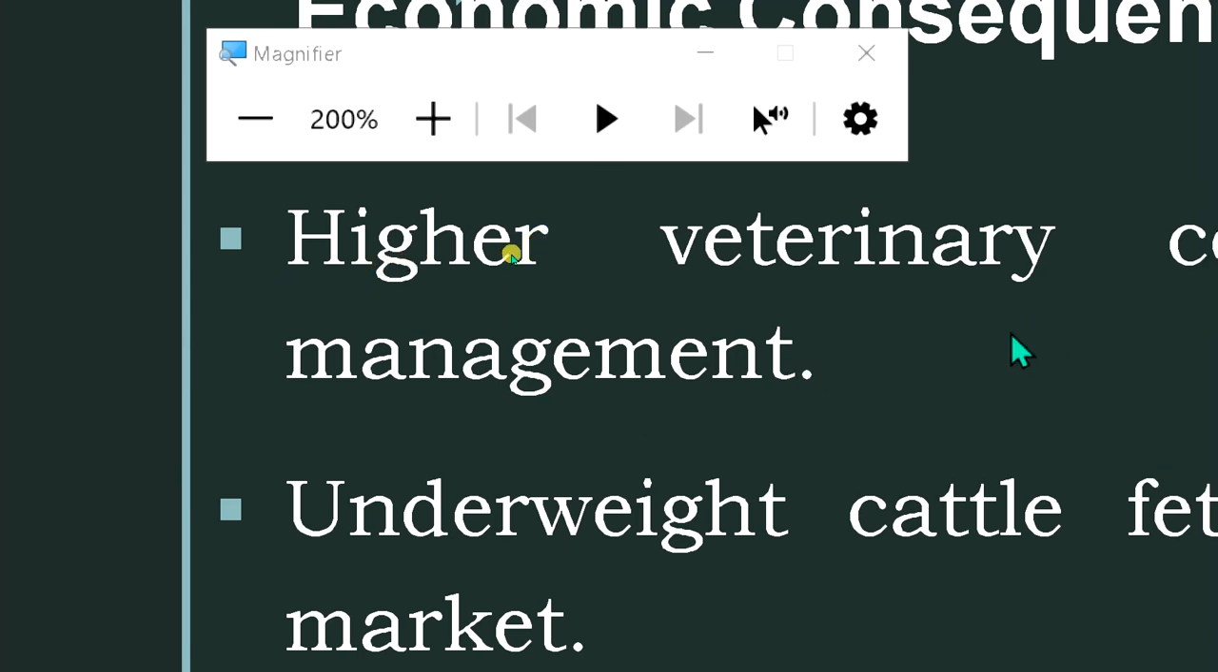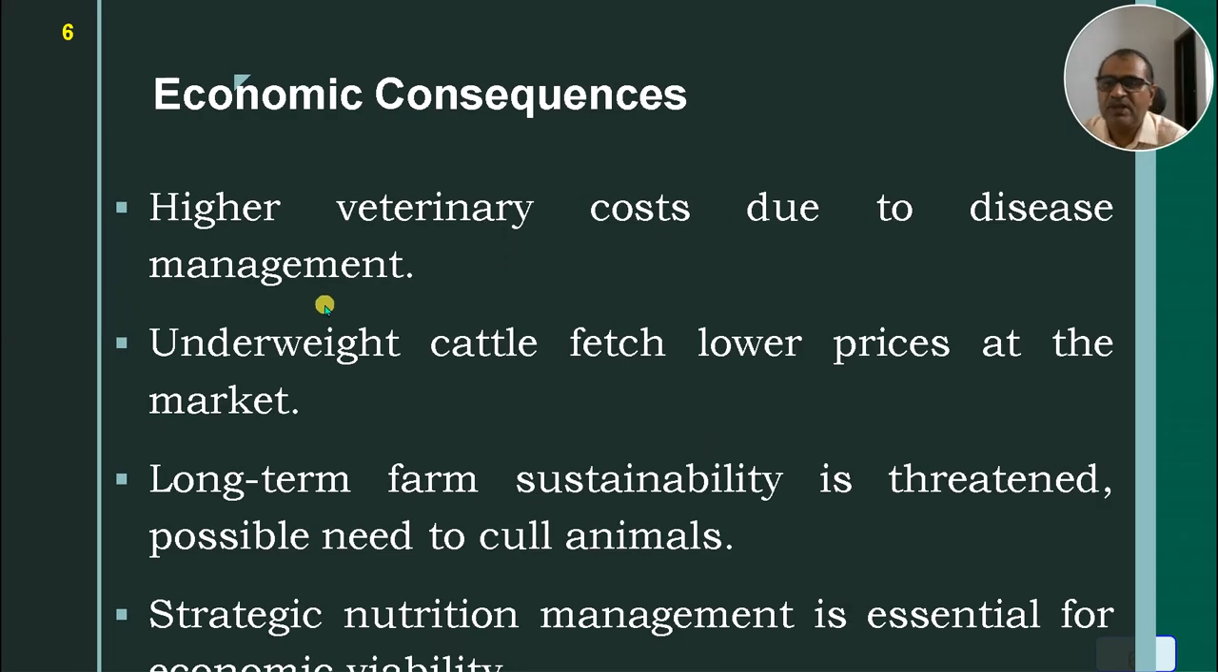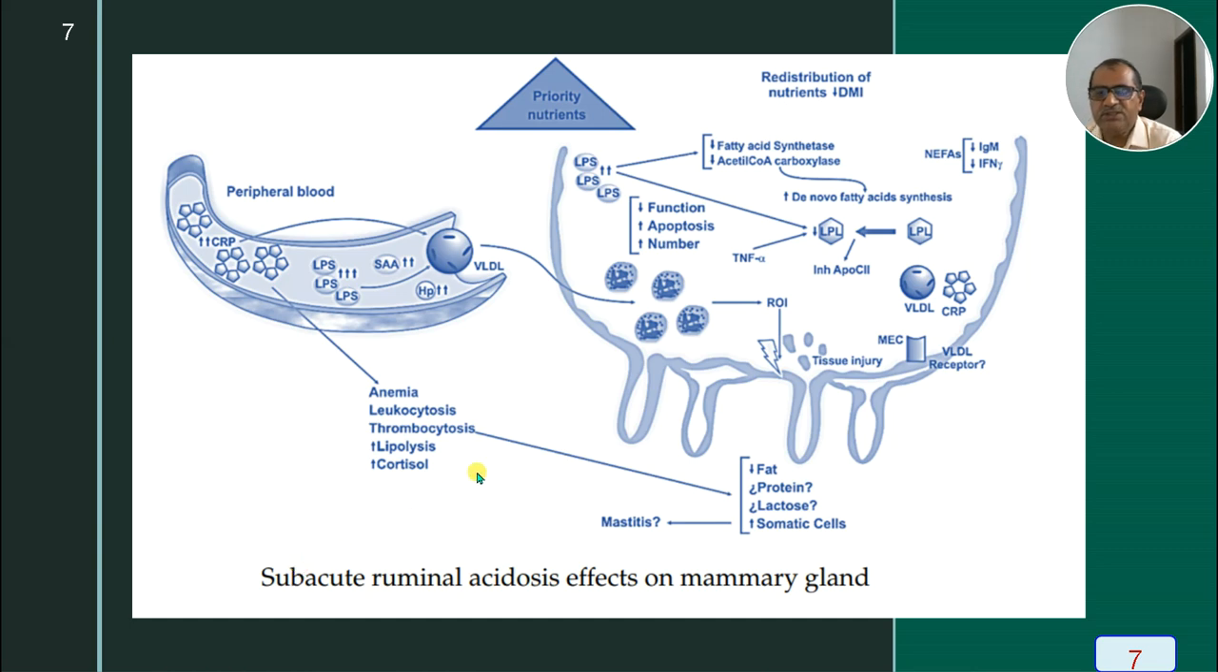Hence, the cattle should always have proper weight, and at the same time sometimes there will be severe economic losses to the dairy industry whenever there is a threat to the life of the cattle with deficiency. Then also the long-term farm sustainability is reduced. Then strategic nutritional measures need to be implemented.